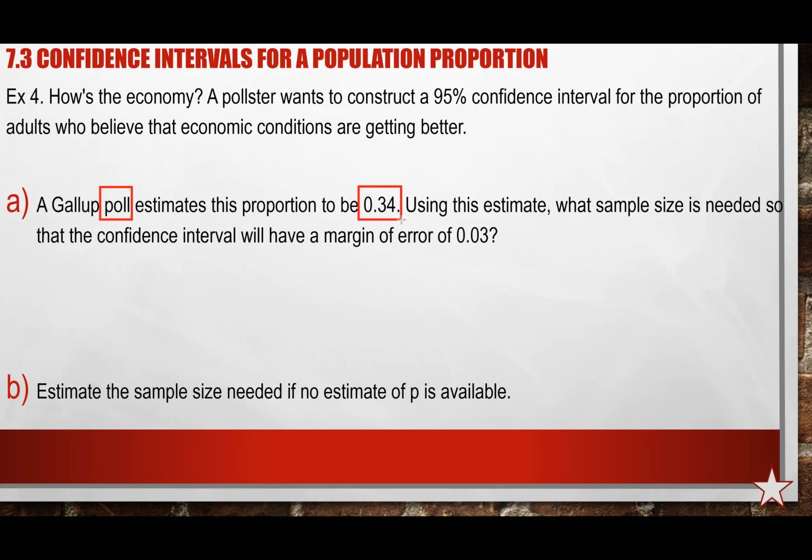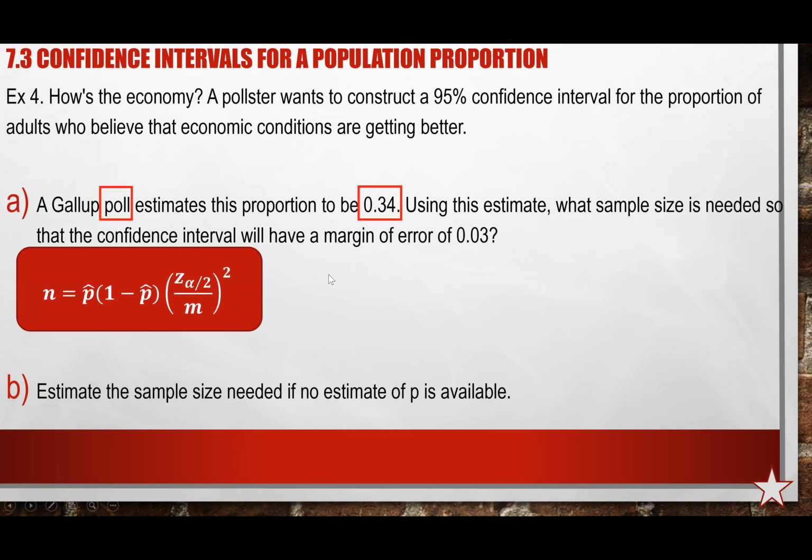So they ask you, using this estimate, what sample size do we need to have so that we have a margin of error of 0.03. So as you can see, we have everything that we need so that we can find this n. We need the p hat, they give us the p hat, which is 0.34. We need an M, they give us the M, 0.03.